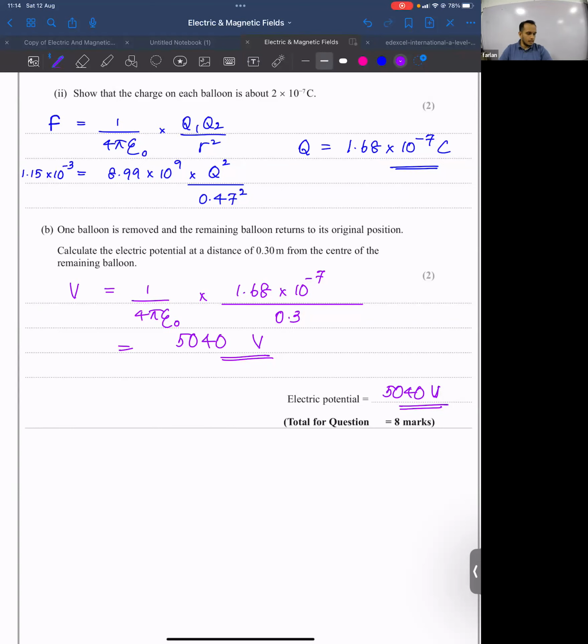Yeah, I got 5,037.3. That's because I think you would have used 1.68 into 10 to the power minus 7 for the charge. I used the actual value that I got from the previous part. Okay, that's okay. Just stick to whatever value you are getting.